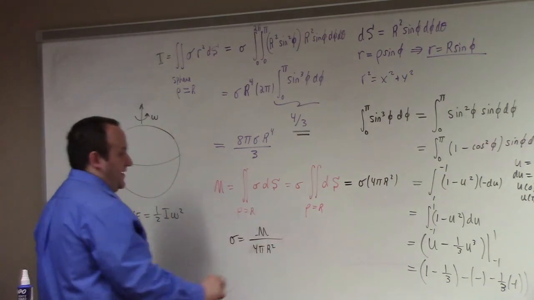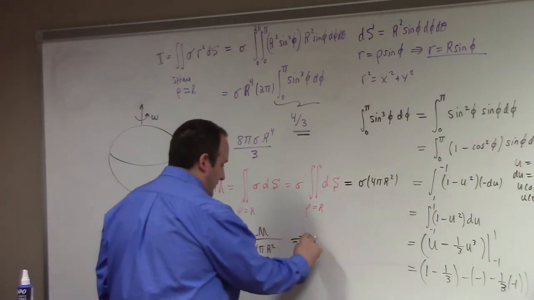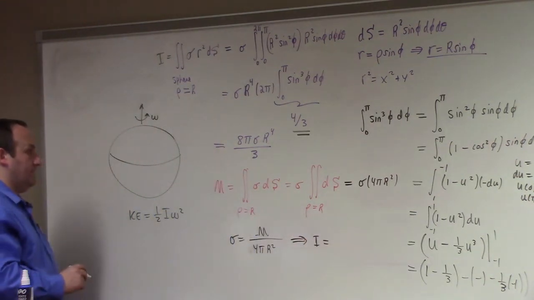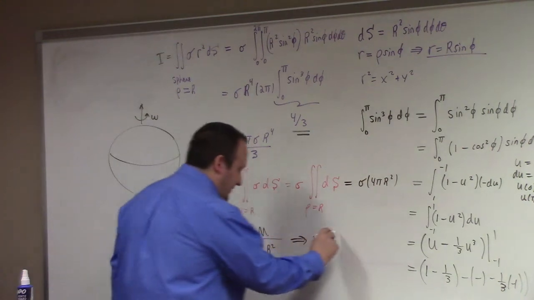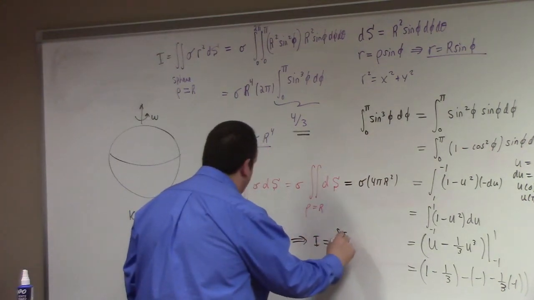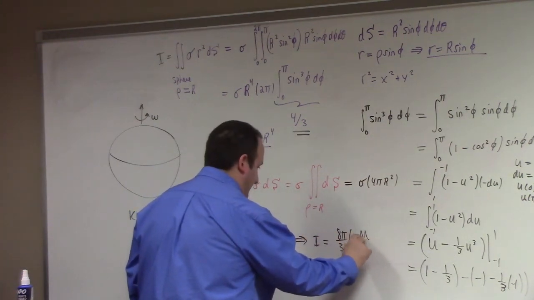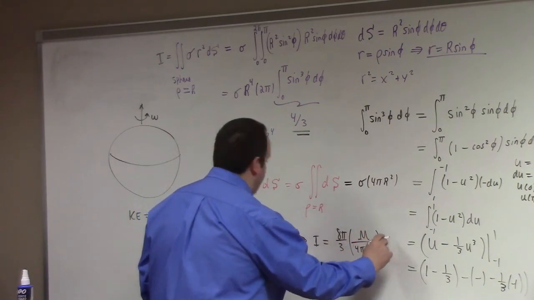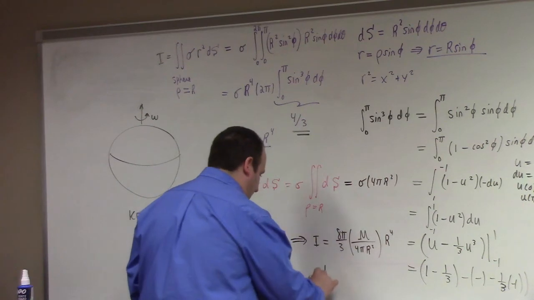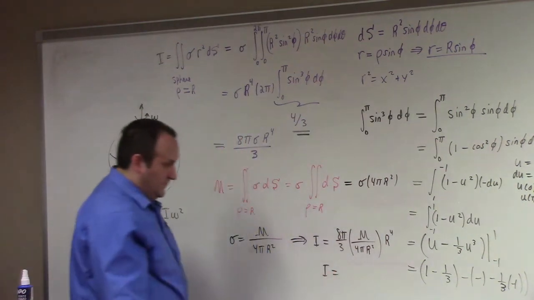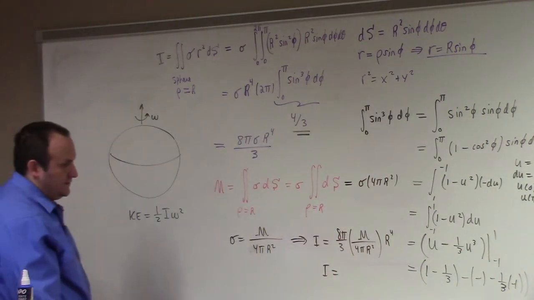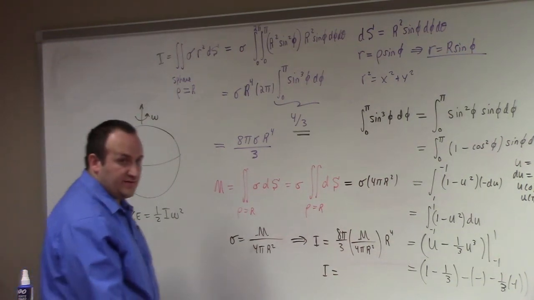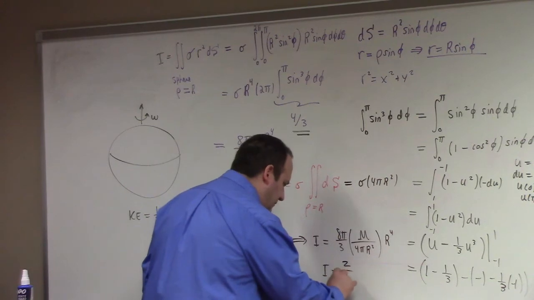So you could put that back up and figure out that the moment of inertia is, what is it? Looks like 8 pi over 3 times m divided by 4 pi r squared times r to the 4th, which works out to what? What's the moment of inertia? Pi's cancel. What's 8 over 12? 2/3, right?